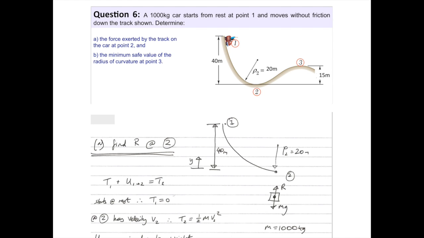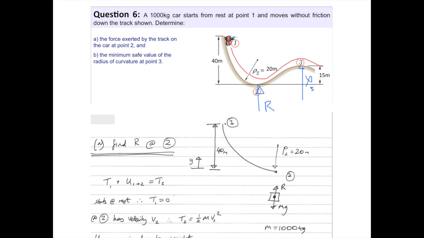Okay, so in this question we have a car moving down a frictionless track from 1 to 2 and then back up to 3. To begin with, we're asked to work out what reaction force is acting on the car at 2, and then we're asked to work out what is the minimum radius of curvature such that the trajectory of the cart stays attached.